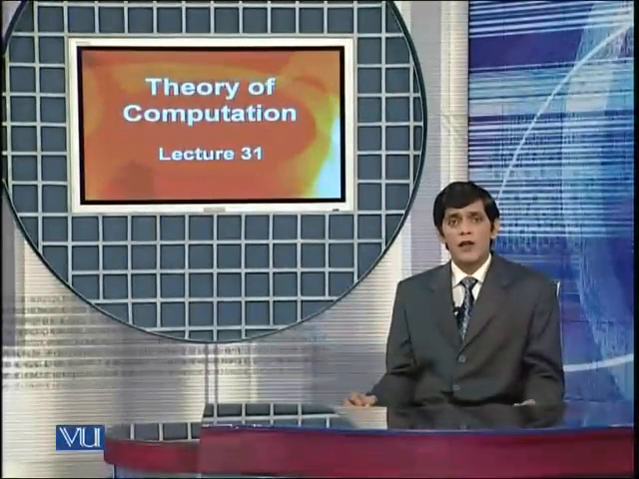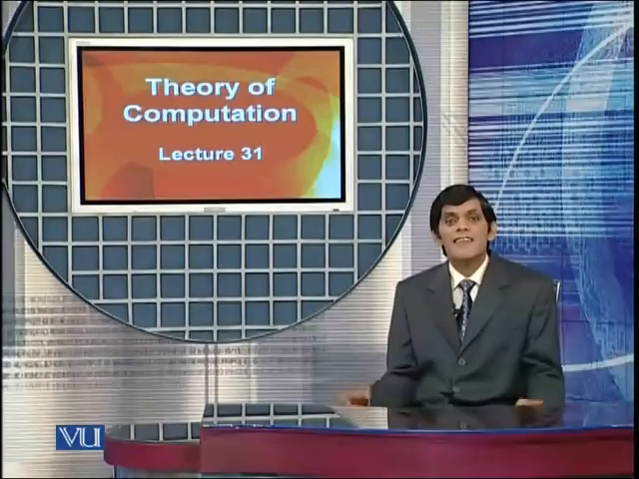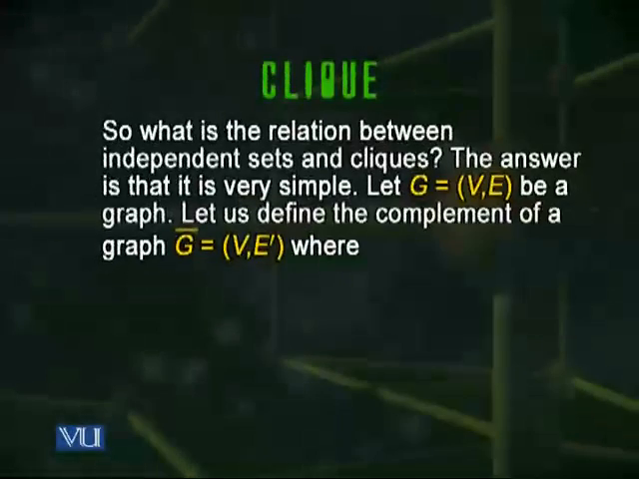So let's look at clique and independent set and see if there's any relationship between the two concepts. So what is the relationship between independent sets and cliques? That's the question. The answer is very simple. Let us say G is a graph, and let us define the complement of the graph, G bar, which is going to be a graph on the same vertex set, except the edges are going to be the ones that are not edges in G.